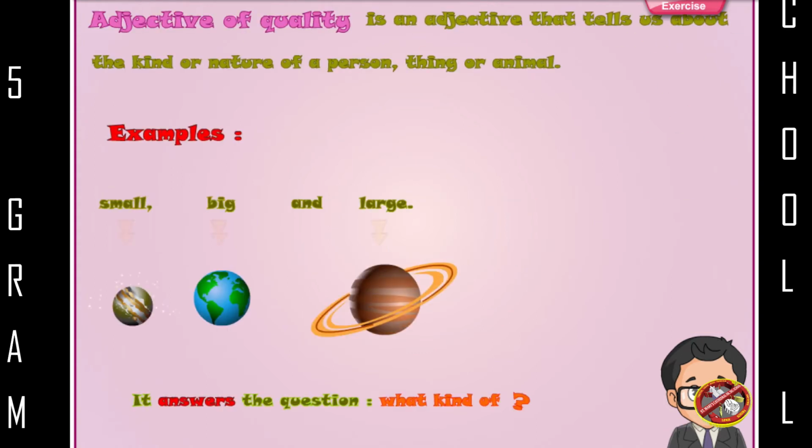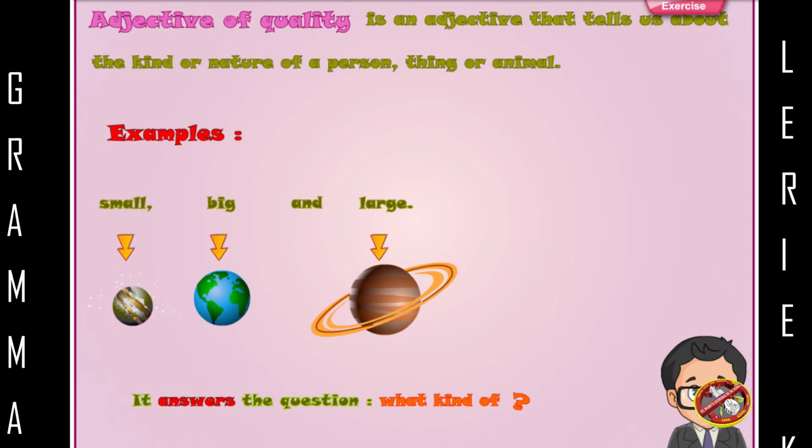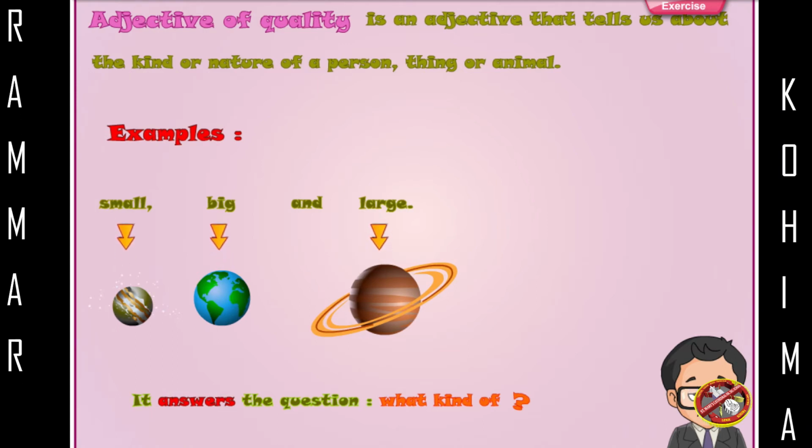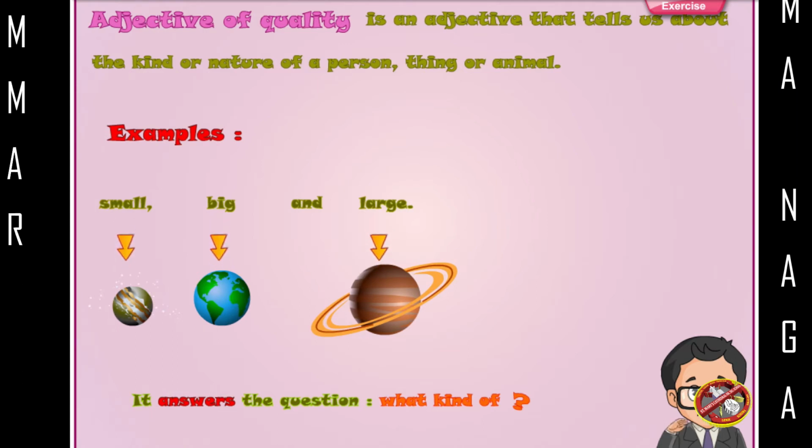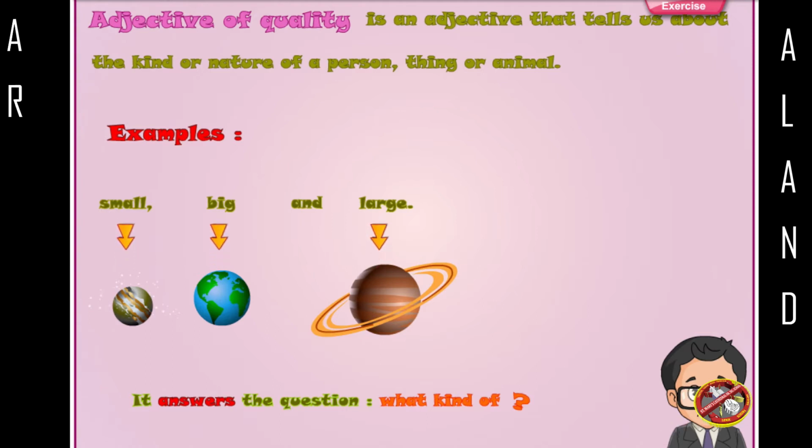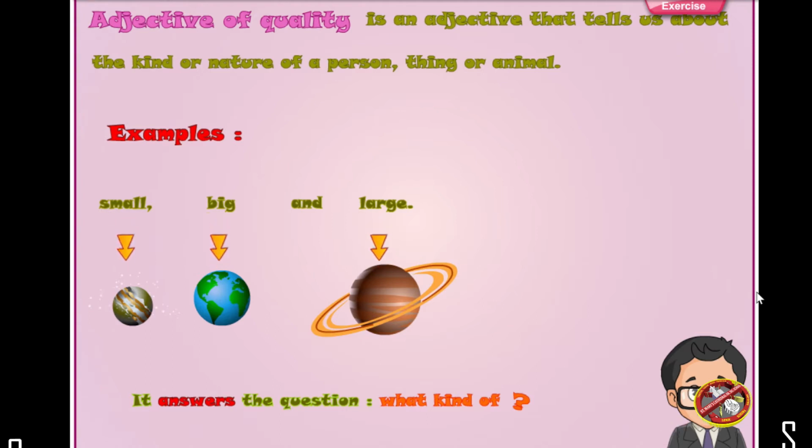An adjective of quality is an adjective that tells us about the kind or nature of a person, thing, or animal. Examples: small, big, and large. It answers the question, what kind of?